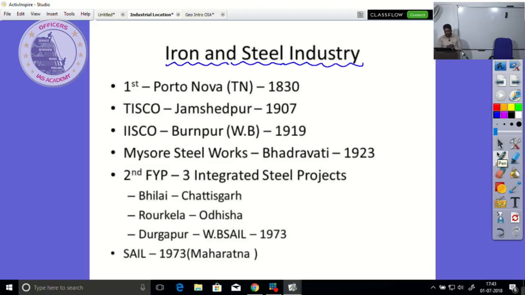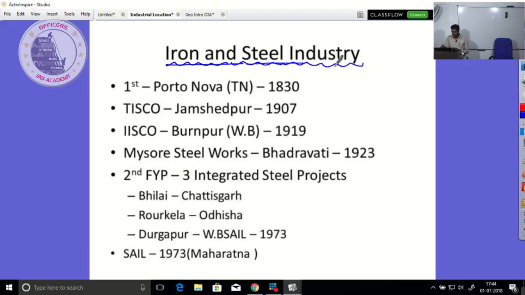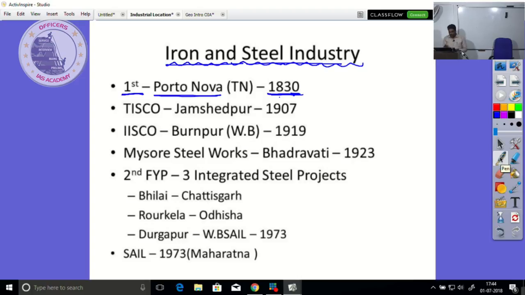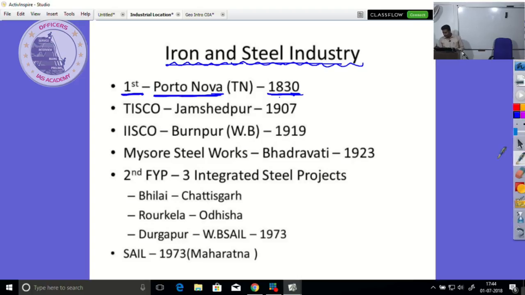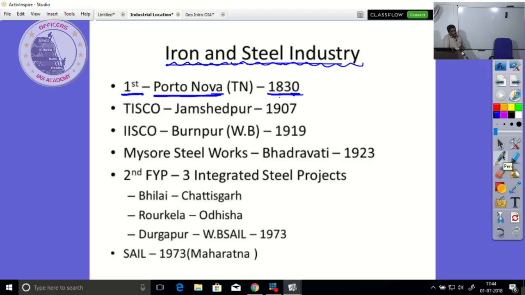Before talking about the locational aspect, the first iron and steel industry in India was started in this place called Porto Nova. In the year 1830, this was the very first iron and steel industry that was set up in India. Again, like the cotton industries, which was set up in 1818, this also did not go well. In no time, this was also closed. Porto Nova, locally called Parangipettai, Cuddalore district. Appears as though it is in Spain, but it is in Tamil Nadu.